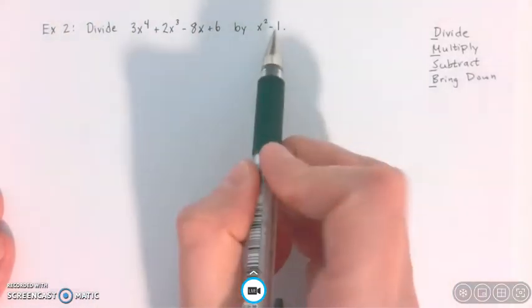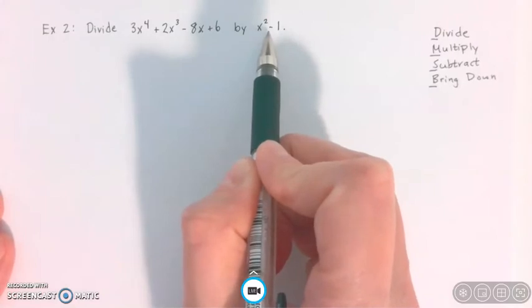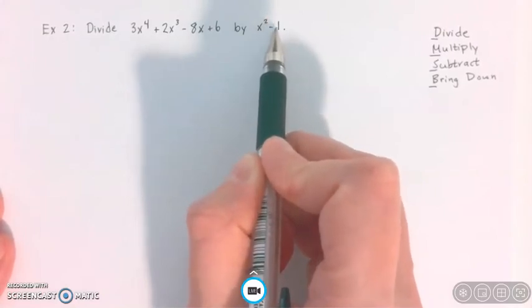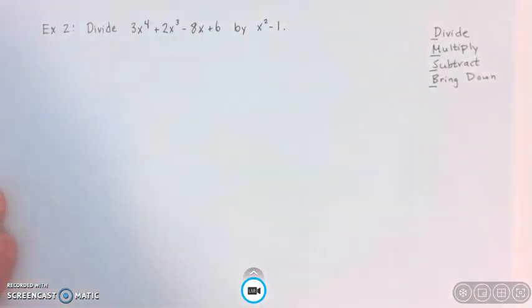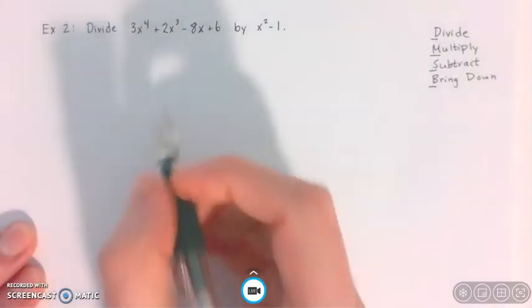All right, and the same is true here. In what we're dividing by, we have x squared, but we're missing the regular x term. So when we put this into long division, we're going to have to put some placeholders. We're going to have to use some zeros for those terms that are missing. So let's go ahead and set this up.